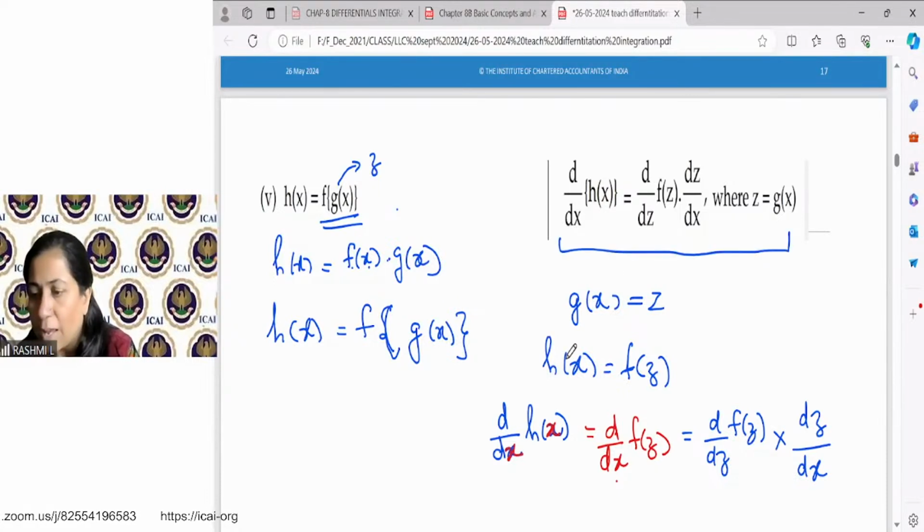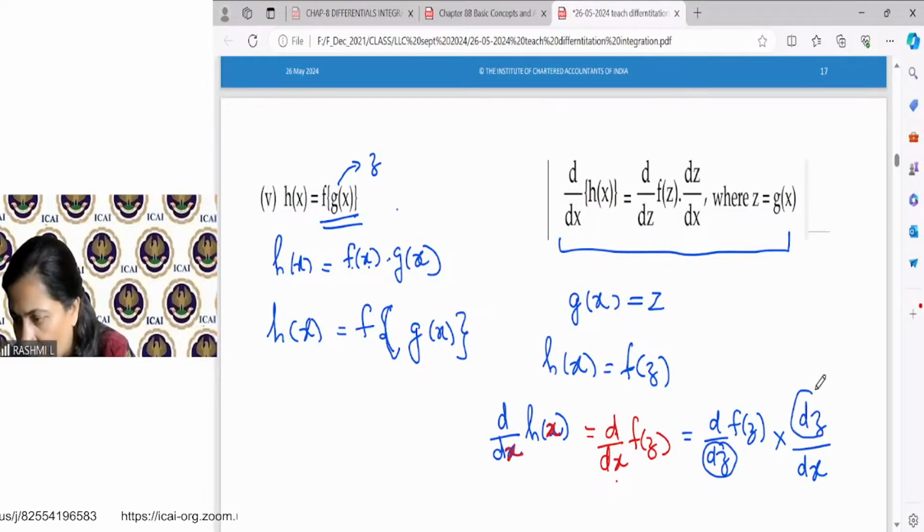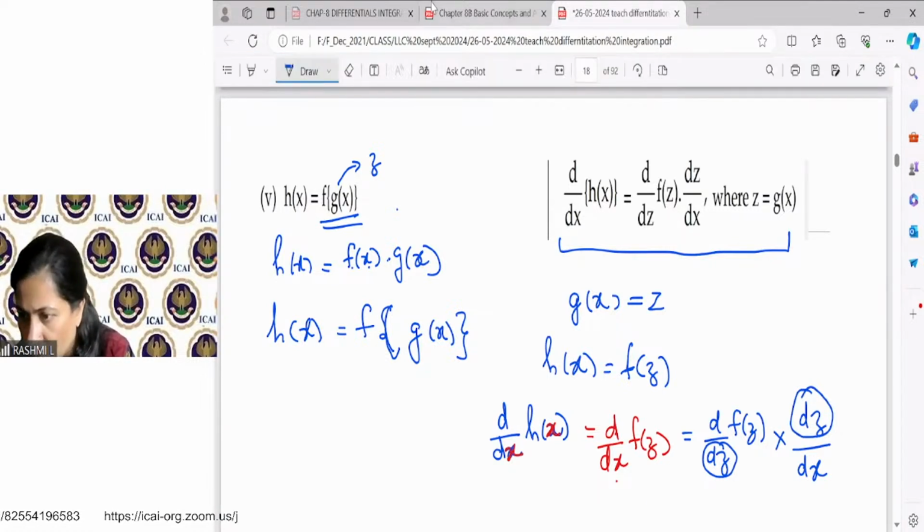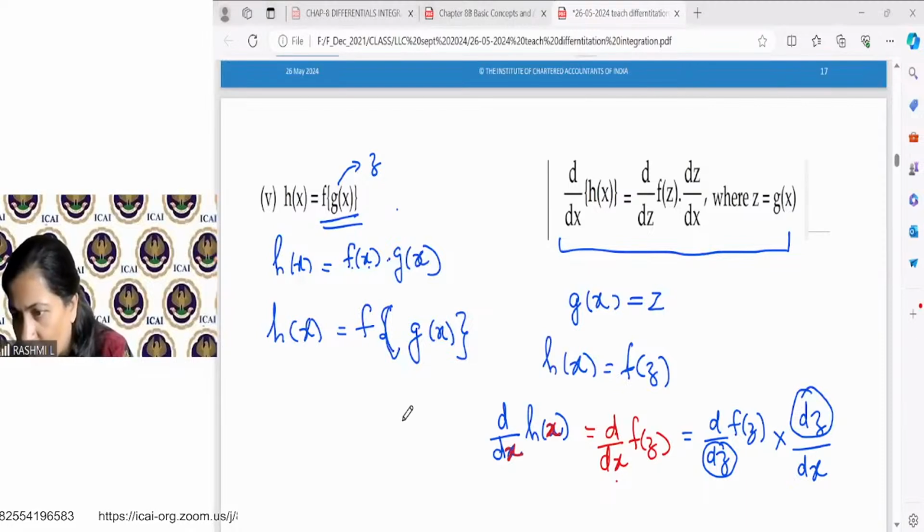So h(x), which is equal to f of z, gives d by dx of h(x). But here my f is in terms of z, so I will write this as d by dz of f(z) into dz upon dx. Yes, Anushka, you have understood? Excellent.